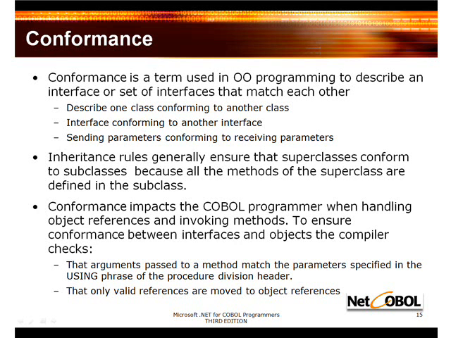Conformance is a term used in object-oriented programming to describe one or more interfaces or sets of interfaces that match up with each other. This description covers one class conforming to another class, interfaces conforming to other interfaces, and parameters conforming to receiving parameters. Generally speaking, inheritance rules ensure that superclasses conform to subclasses because all of the methods of superclasses are defined in the subclass.